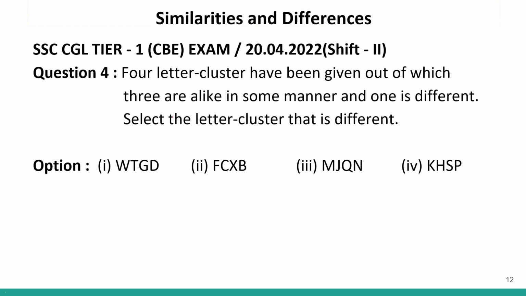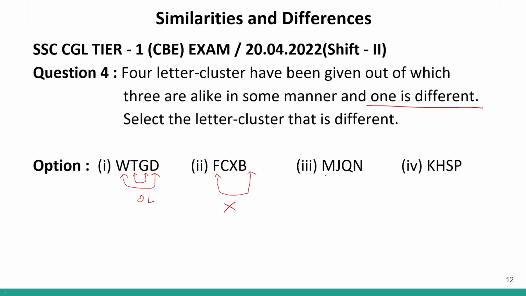Now, 3 are alike in some manner and we have to find the one which is different. Whenever you get a question like this, these are all individual series. So W and D, if you know the concept of opposite letters, W and D are opposite letters. Similarly, T and G are also opposite letters. F and B are not opposite letters. So this one follows a different logic.